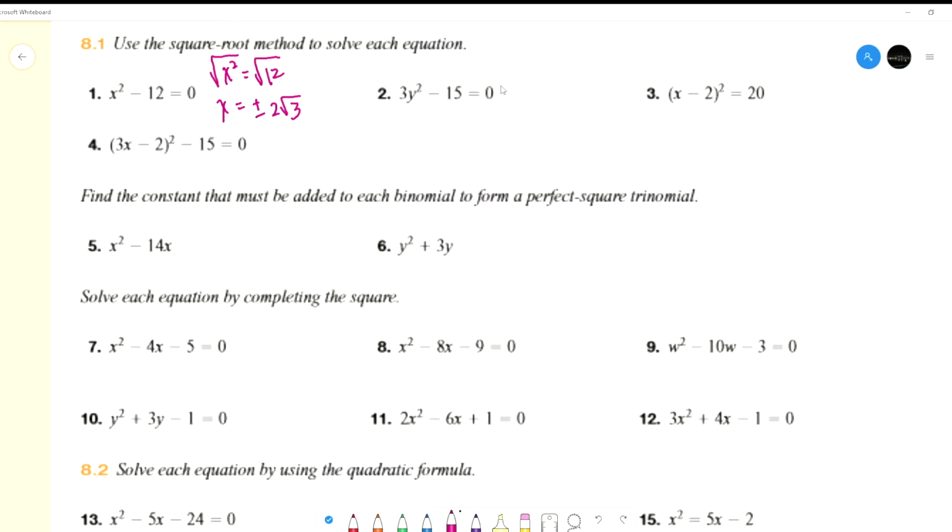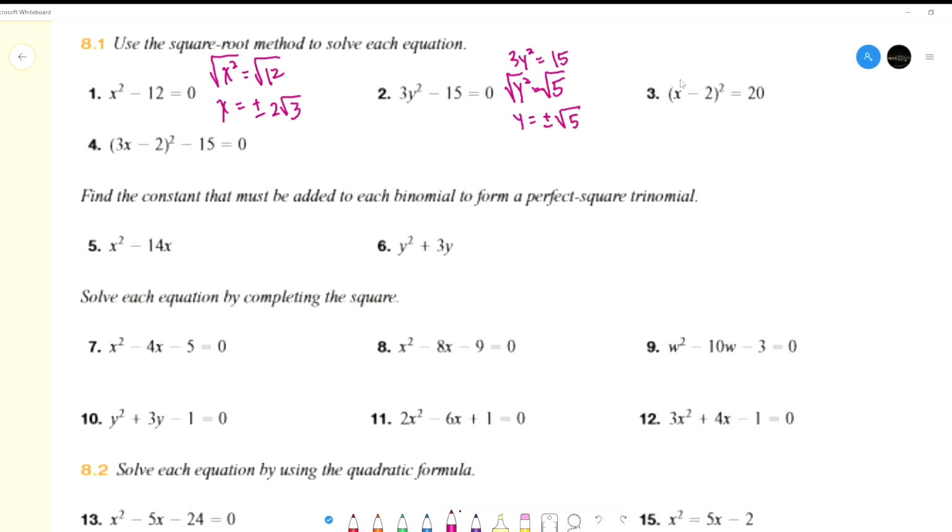Okay, number 2, we have to add 15. So we have 3y squared is equal to 15. Divide by 3 both sides. We get 5. And then square root both sides. So we get y is equal to plus or minus radical 5.